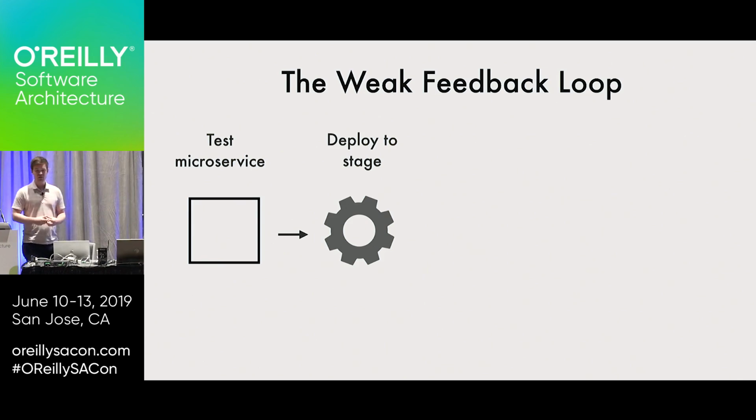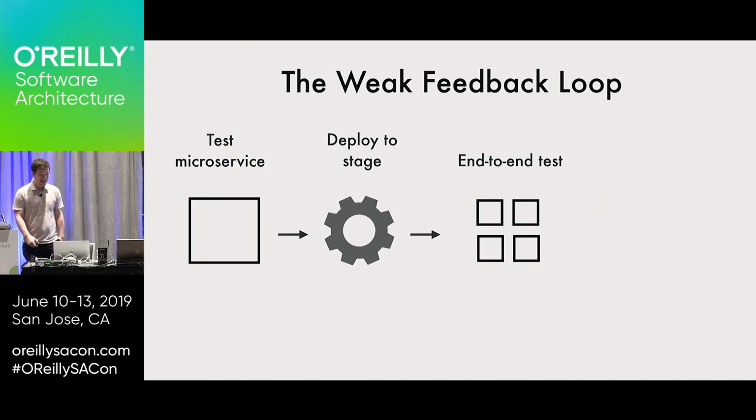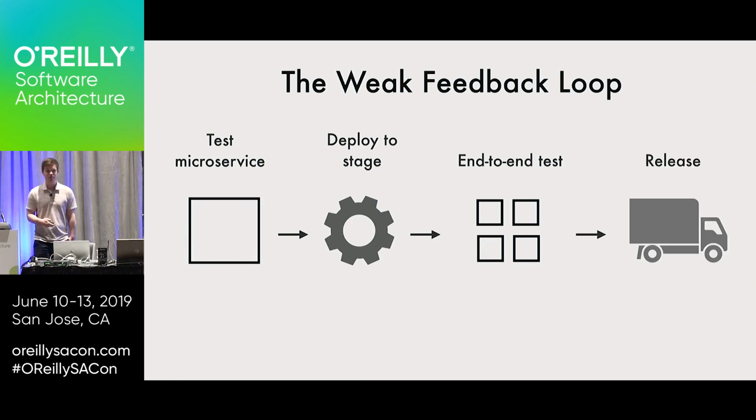Once we've done that, we can deploy that microservice to a stage environment. So we have to wait for it to build, to deploy. We can then, once deployed, end-to-end test our microservices. So our end-to-end test environment would typically be the same as production, plus only the microservice that we've changed. And once we've run our end-to-end tests and they go green, our microservice is releasable to production.